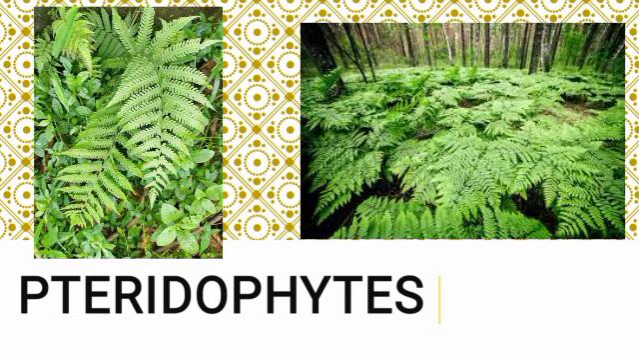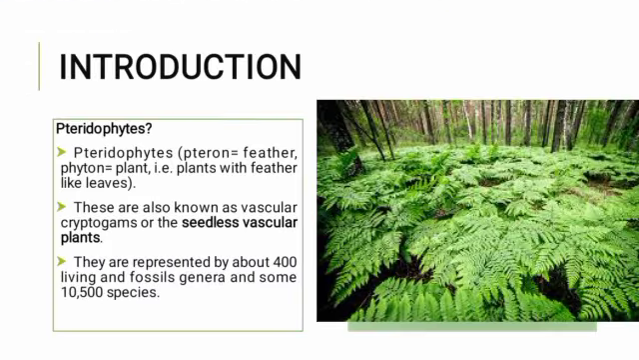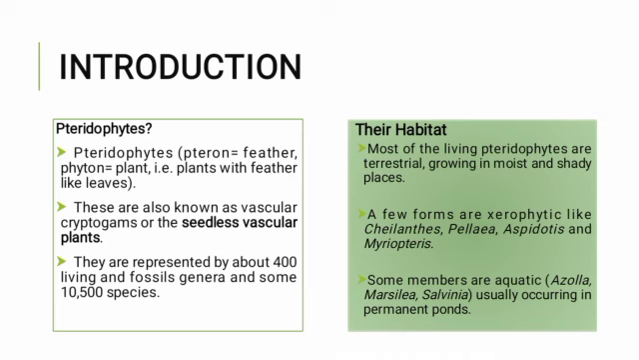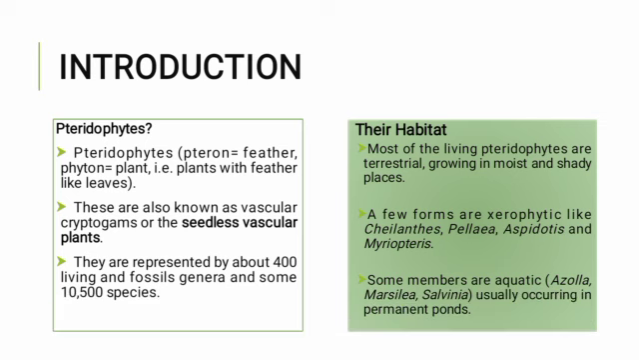Continuing our plant diversity series, today we are looking at the group of plants known as pteridophytes. Pteridophytes are seedless vascular plants. Seedless means they do not have seeds. Vascular means they have vascular tissues. They are represented by about 400 living and fossil genera and some 10,500 species.